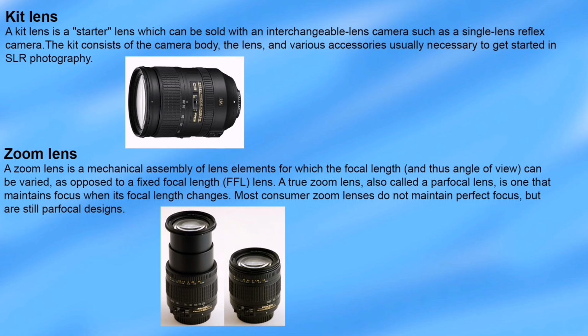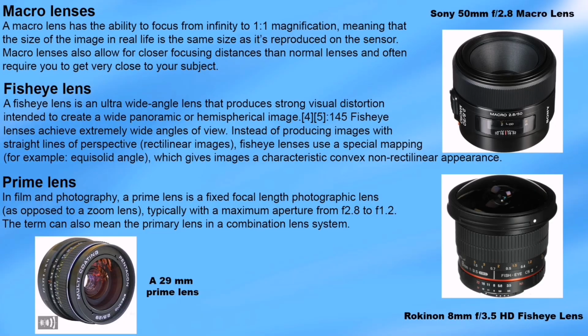And the second one is zoom lens. A zoom lens is a mechanical assembly of lens elements for which the focal length can be varied, as opposed to a fixed focal length lens.